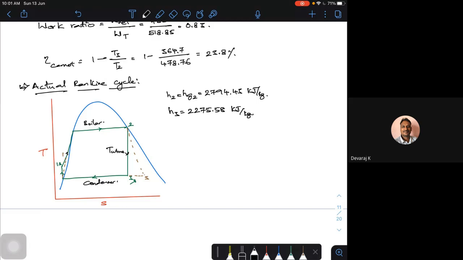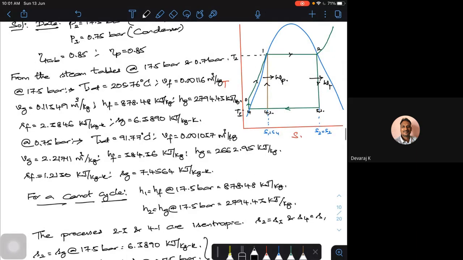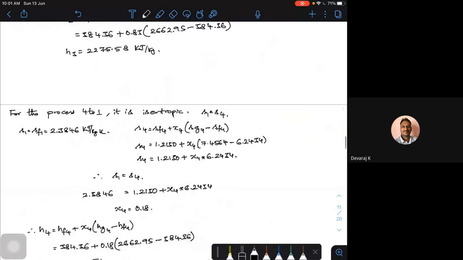Now what is your H4? H4 is equal to hf4, sorry, this is my point 4. H4 is equal to hf4, that is on the liquid line. So hf4 is at 0.75 bar. You have to go to the steam tables and look at 0.75, it is 384.36. So hf4 is equal to 384.36. Let me write that.